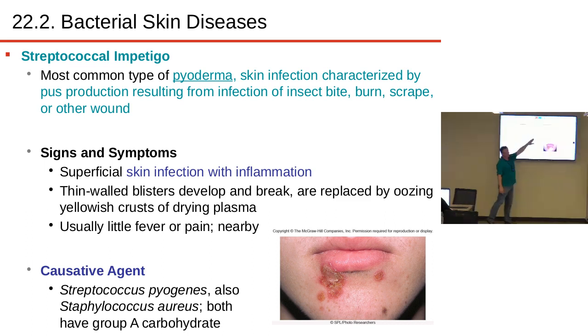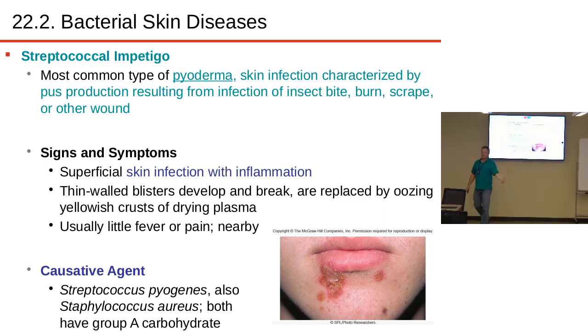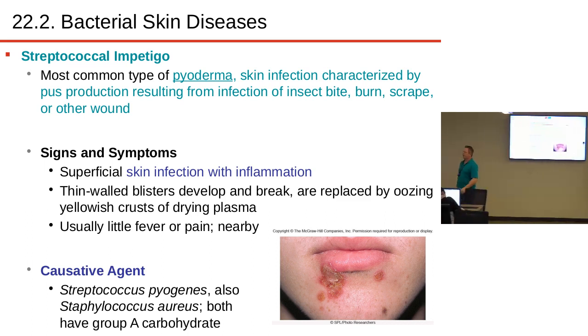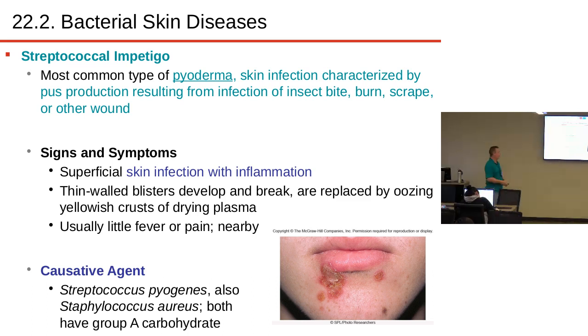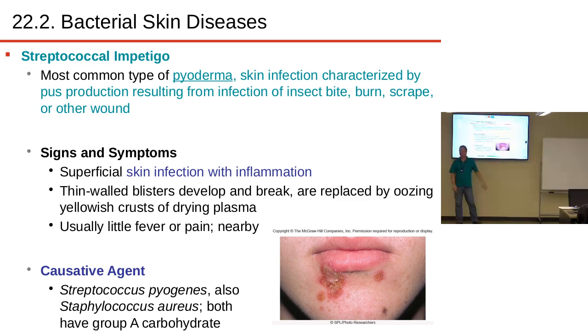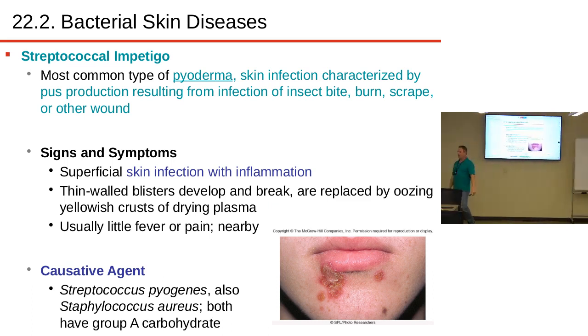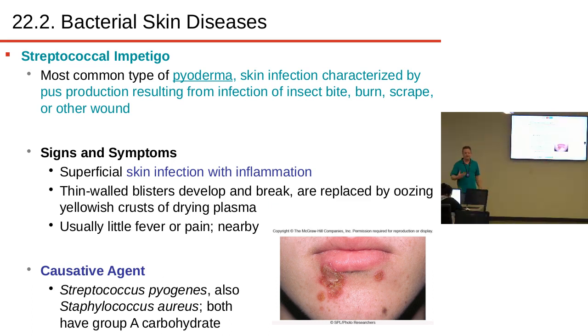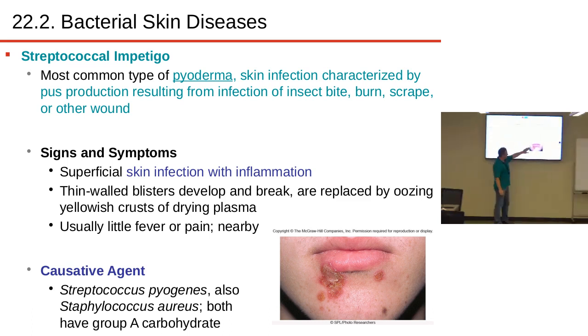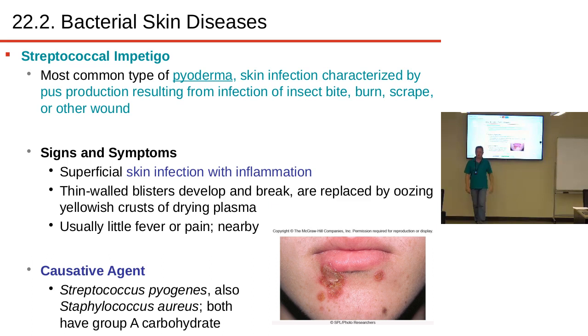So superficial, meaning it doesn't get much below the skin level. You're going to have inflammation. You'll get these blisters form up, almost looking like a cold sore of sorts. And that's going to be replaced by some yellowish coloring. That's the plasma coming out and drying. So it's going to have this yellowish color to that wound. And that's a good telltale sign.